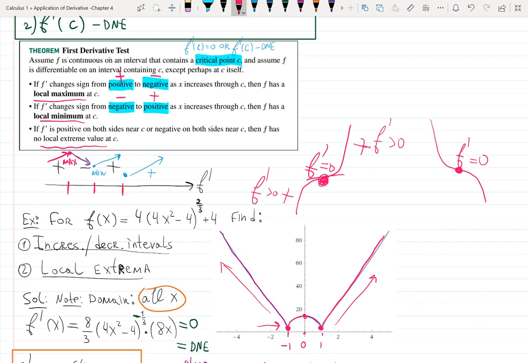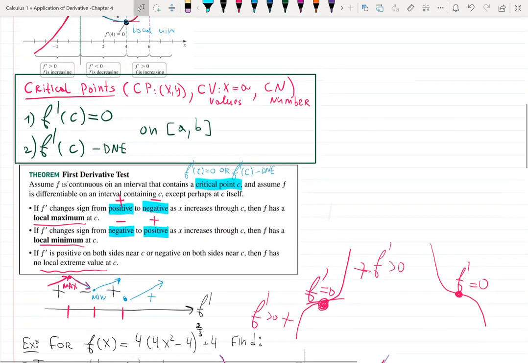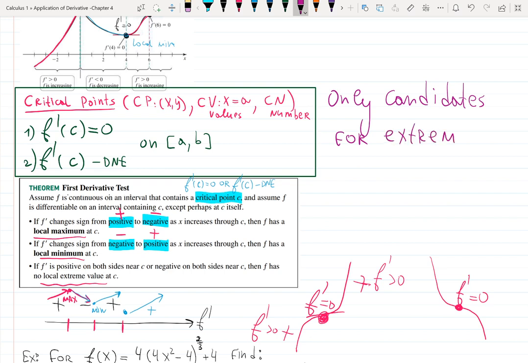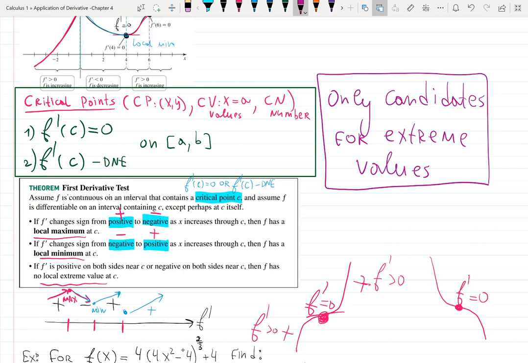Just having derivative 0 or undefined does not give you a chance to say that these are local extreme values. Those are only candidates. I will mention it over here. Make a note. Critical points are only candidates for extreme values. Since they're candidates, you understand that you have to test them to know if those points are actually local minimums or maximums.